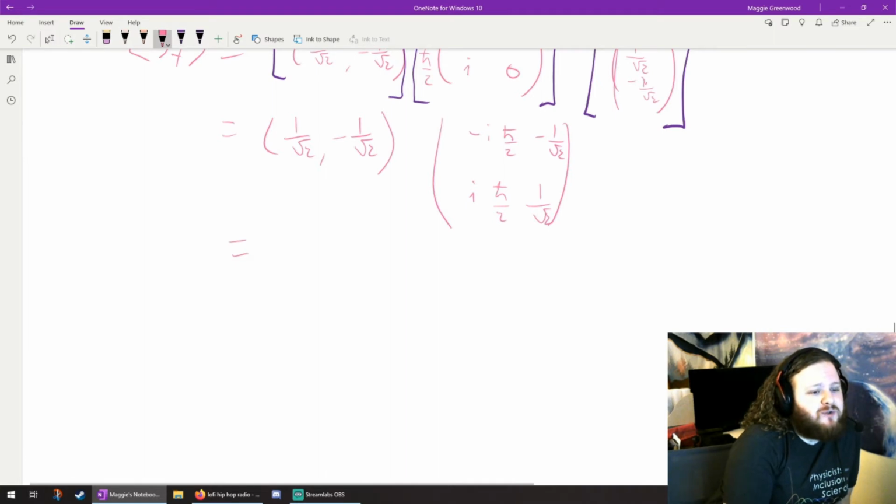1 over root 2 times this thing, so this is i times h bar over 2 times 1 over root 2. So this is i h bar over 4 from that first term. And then this thing is minus 1 over root 2 times i h bar over 2 times 1 over root 2, which is going to give me another i h bar over 4, but this one will be negative, and I'm going to get 0.